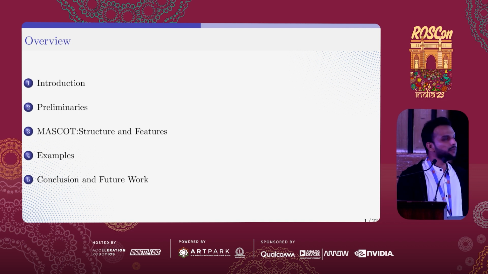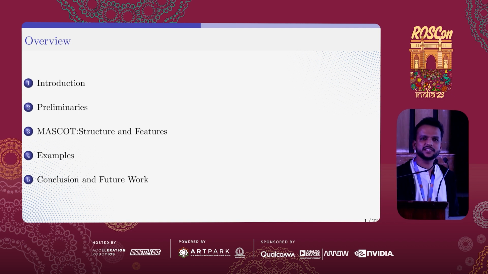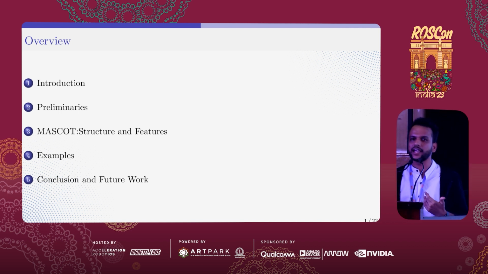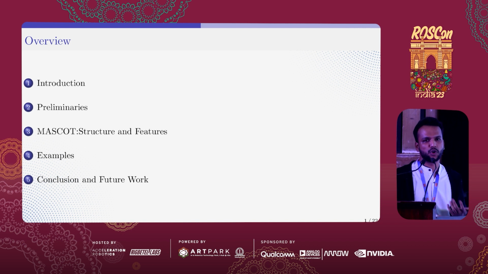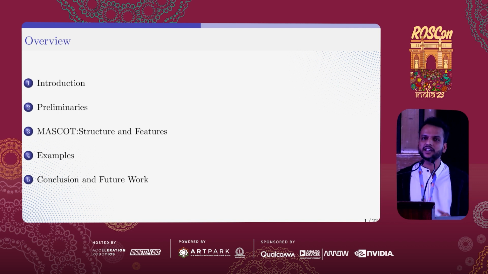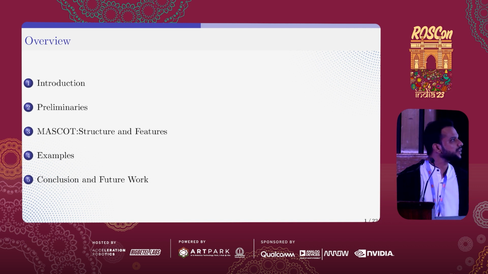Okay. So, coming to an overview of the presentation. We'll start with an introduction, followed by the preliminaries, where we will talk about how the solution which we are giving is mathematically modeled. Then we'll come to the MASCOT structure and features. Then the examples we have already implemented, followed by the conclusion and future works.